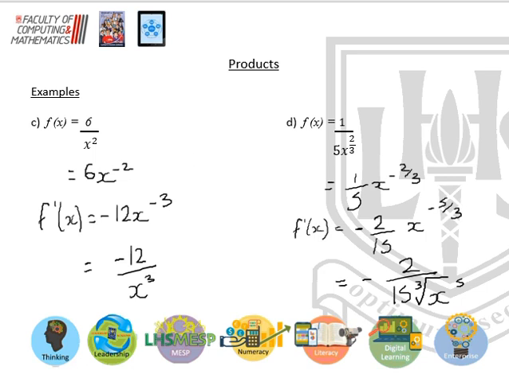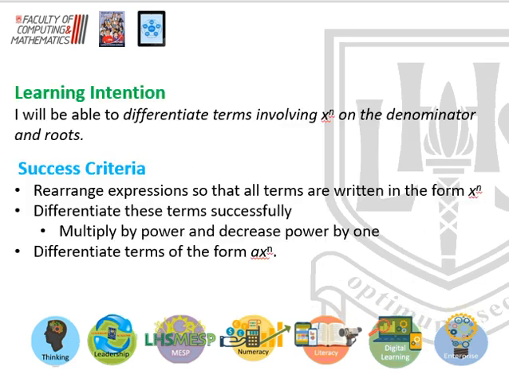Okay, quite a long video there, apologies for that, but just looking at the learning intention success criteria, we should be able to rearrange expressions so that all terms are written in the form x to the power n. Okay, so that means moving things from the bottom to the top so that the x's are on the numerator, and also getting rid of roots involved there. We want to be able to differentiate these just like we have been before. Okay, so multiplying by the power and decrease the power by 1, and we also want to be differentiating terms that have a number at the front.